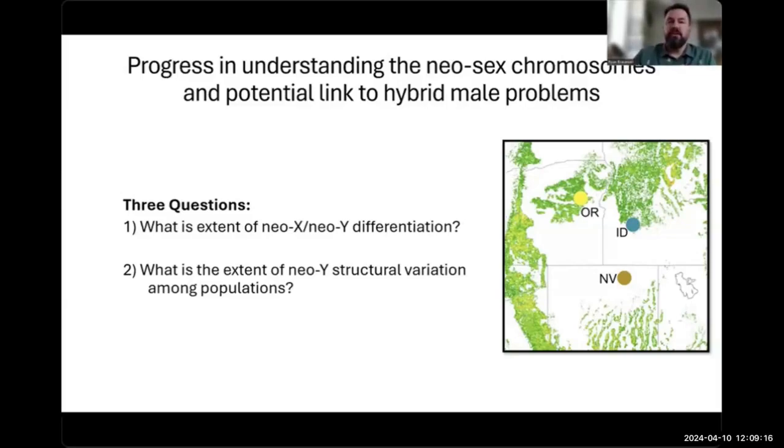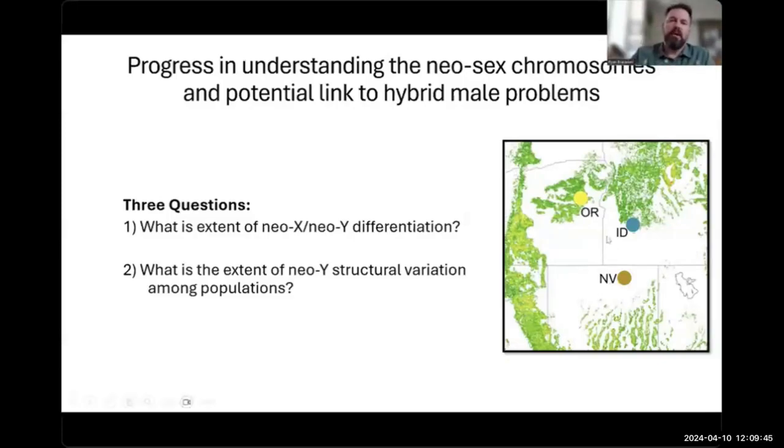And what I'm very interested in exploring is what is the extent of this neo-X and neo-Y differentiation. So as I mentioned, as soon as these things stop recombining with each other, the neo-Y can start differentiating from the neo-X. It can start degenerating as it can pick up deleterious variation that it can't purge. And then I'm also very interested in trying to understand neo-Y structural variation among the population. So looking at multiple Y chromosomes to understand how these things are diverging from each other.